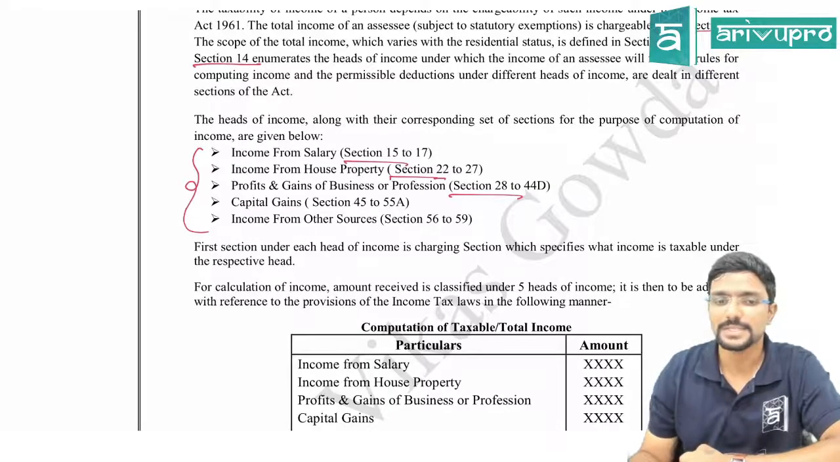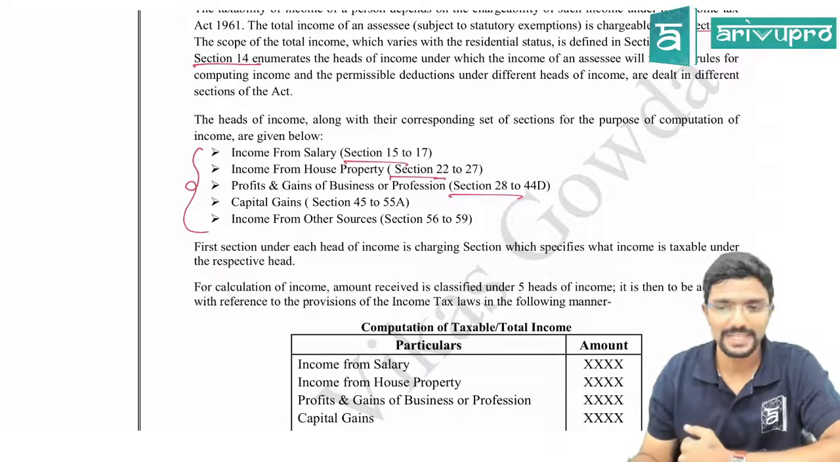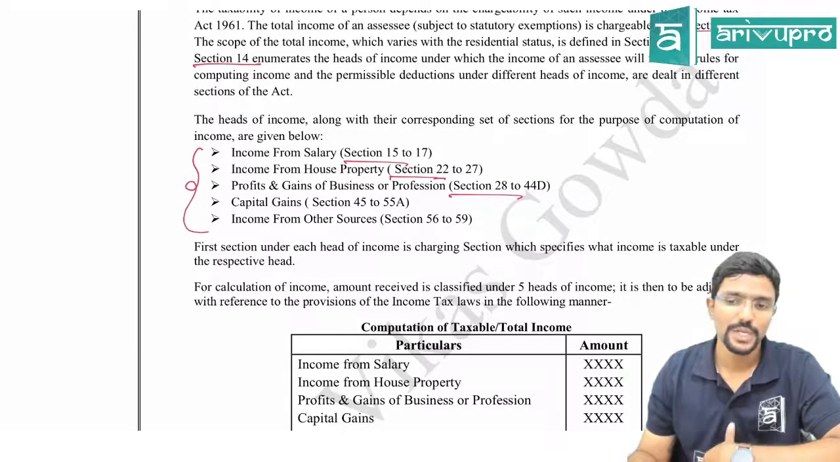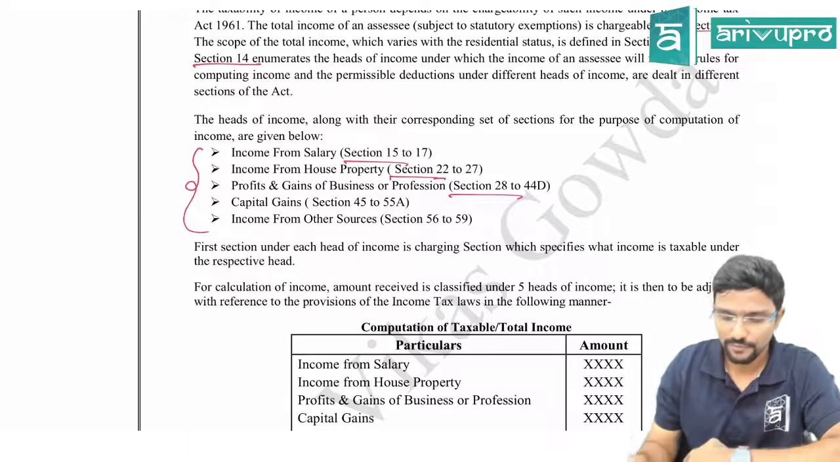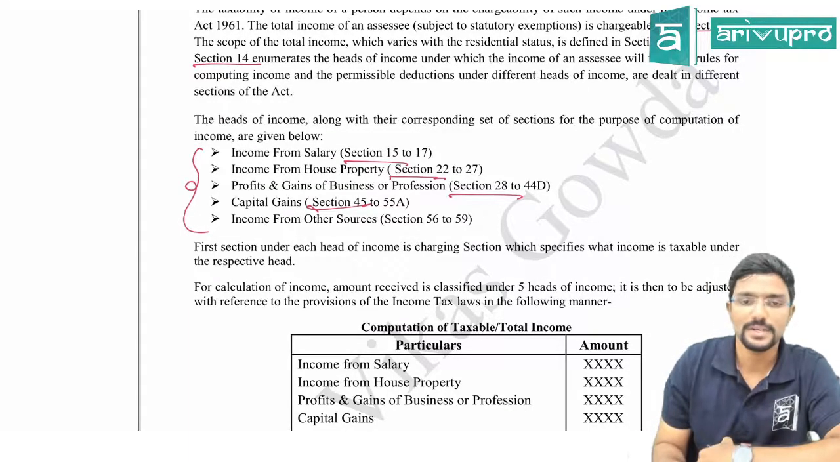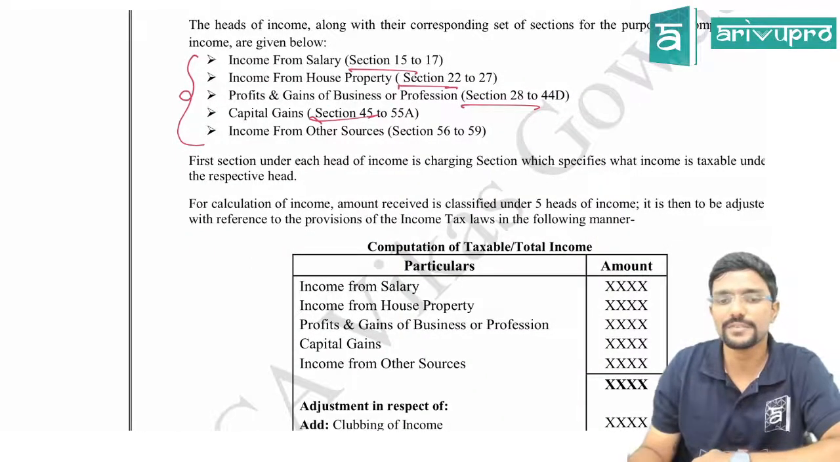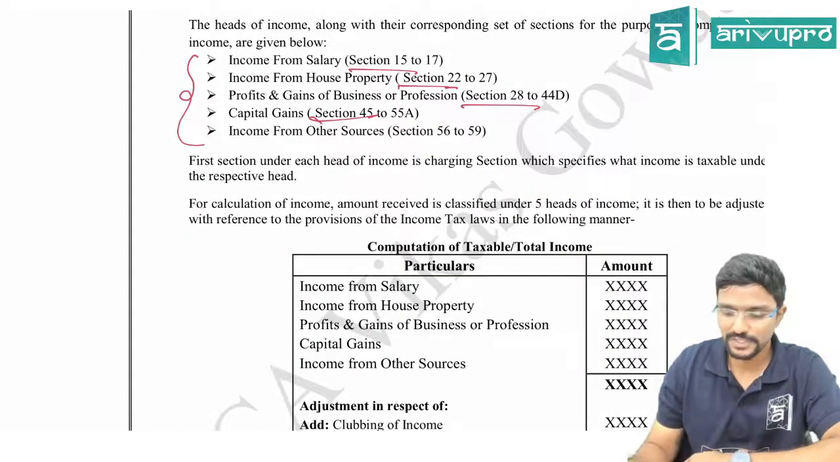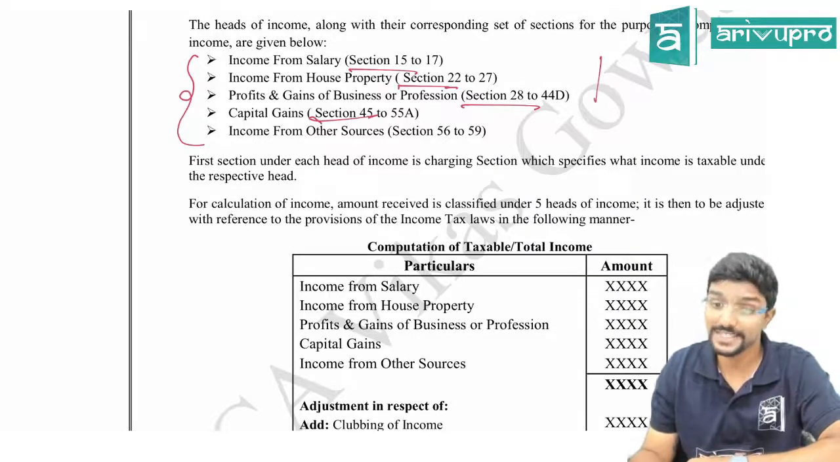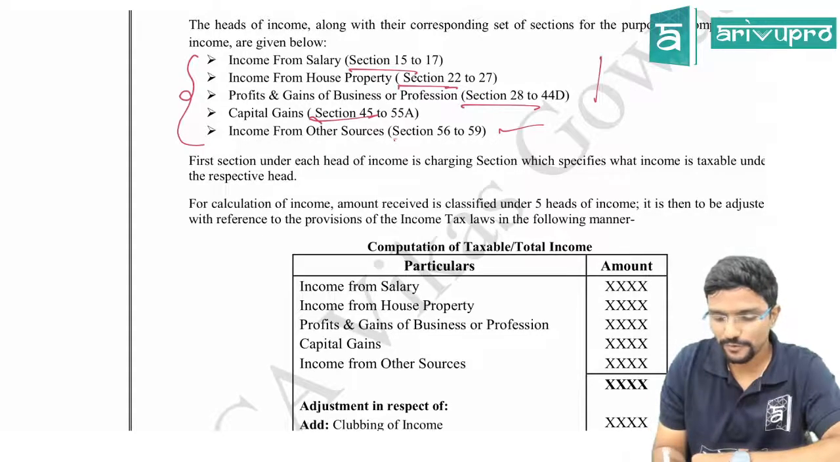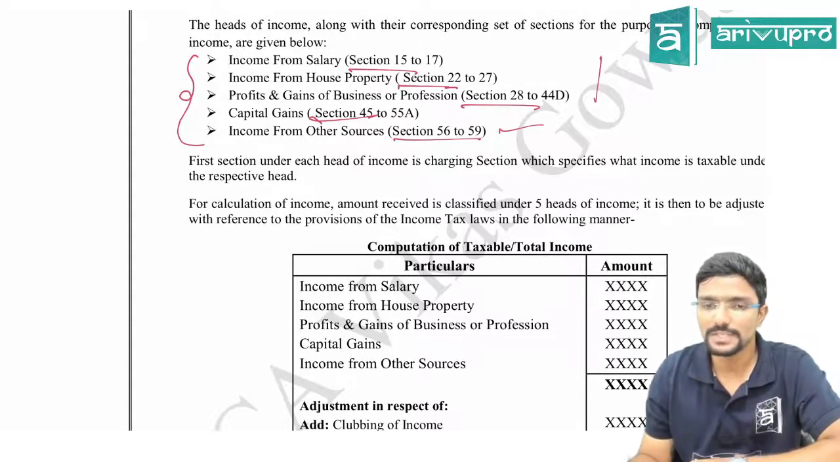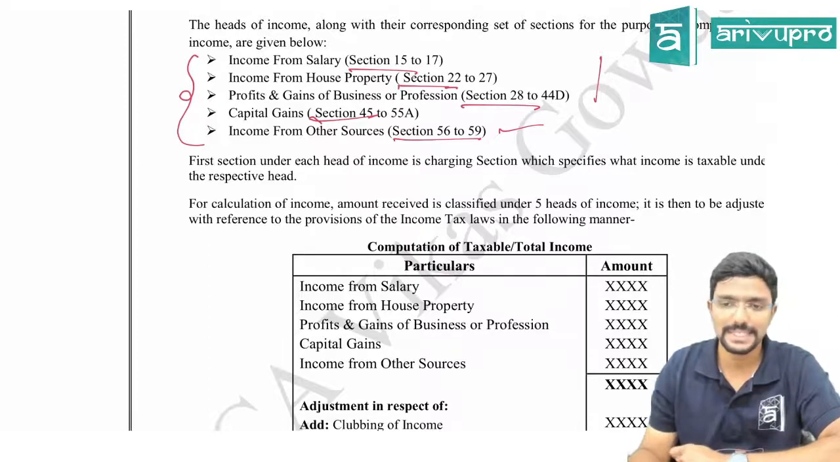Next, capital gains, section 45 to 55A. Capital gains means if you have any capital asset, that is nothing but your fixed asset, and if you have sold it and earned any gain from that, it is taxable under capital gains. 45 being the charging section. Agree? Next, the last head is income from other sources. Any income which is not falling in the first 4 categories, but it is taxable, will come here. Sections 56 to 59 are covered. 56 is the charging section.